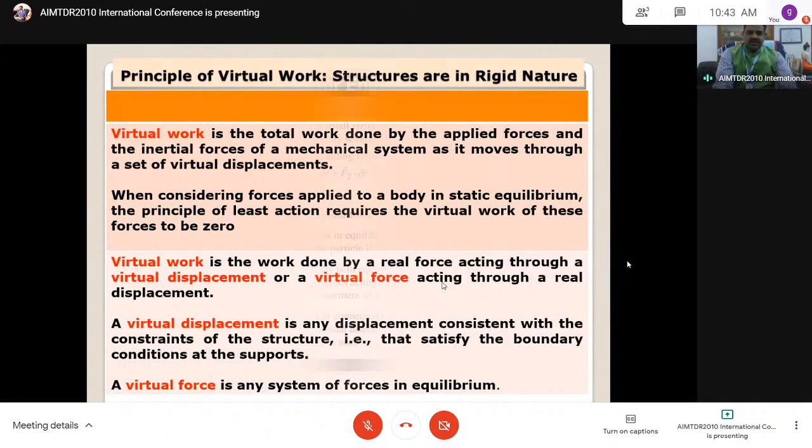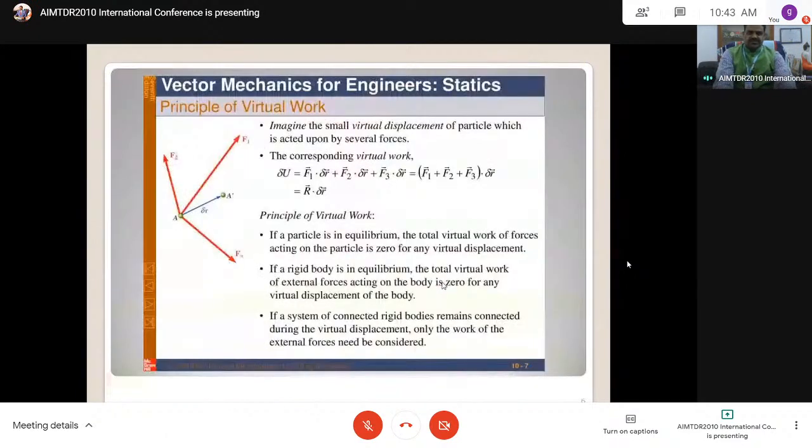Now let us consider mathematically how we will represent the same definition. It is from one of the textbooks, the McGraw-Hill textbook, Vector Mechanics for Engineers: Statics. Imagine a small virtual displacement of a particle when it is acted upon by several forces. A real force with virtual displacement. Let us say A is a particle at that position, and the forces are resolved as F1, F2, F3, up to Fn. There are n number of forces.